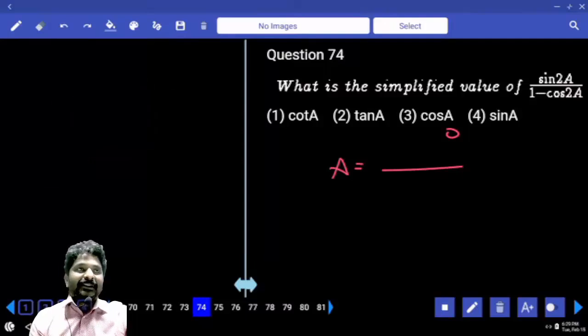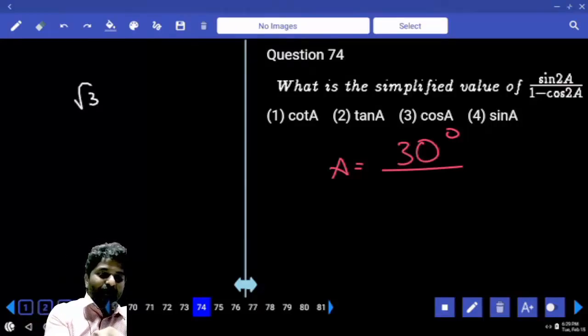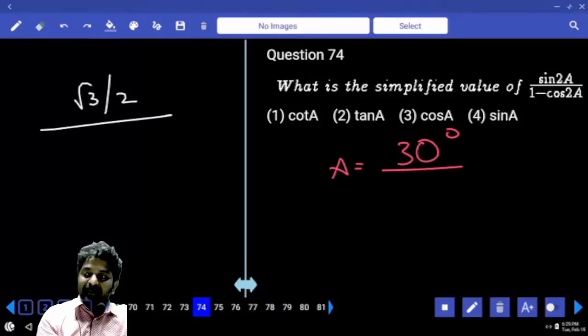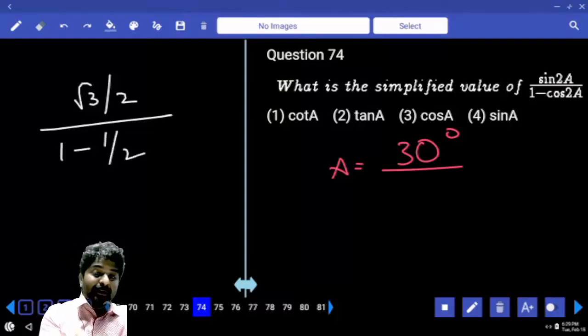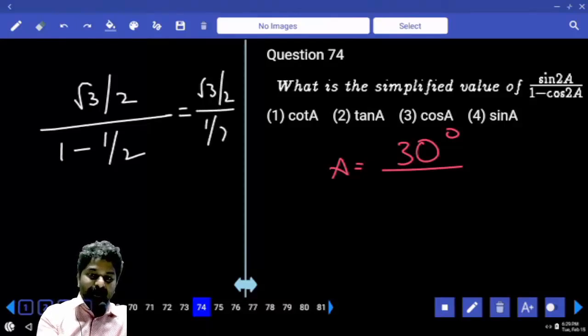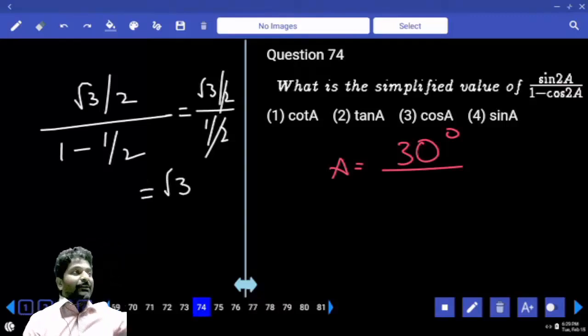What do you want to start with? Okay, if a is equal to 30 degrees, sine 2a, that means sine 60, right? Sine 60 is root 3 by 2, by 1 minus cos 2a, cos 60 is 1 by 2. So this is root 3 by 2, and the denominator is 1 minus 1 by 2, that is 1 by 2. The 2 by 2 gets cancelled. So the final value is root 3. So when you substitute a is equal to 30, in your option also you are supposed to get root 3.